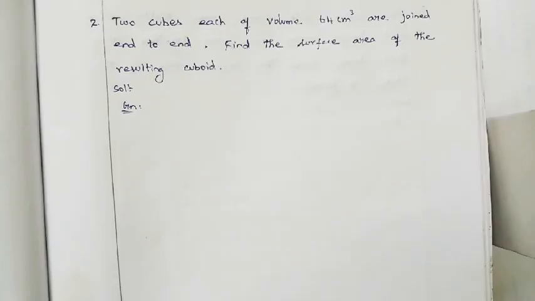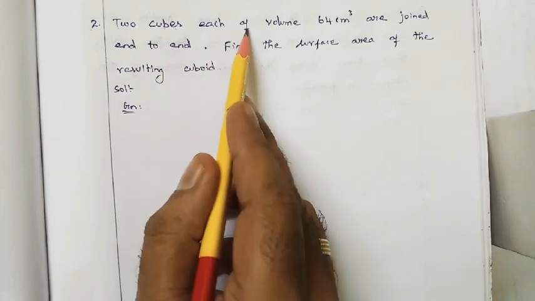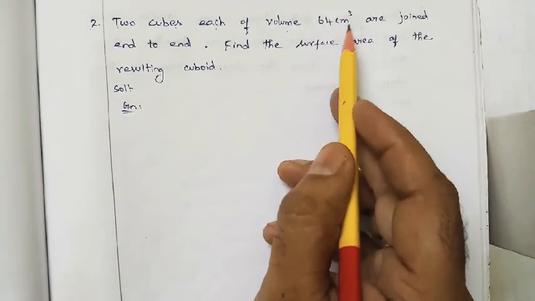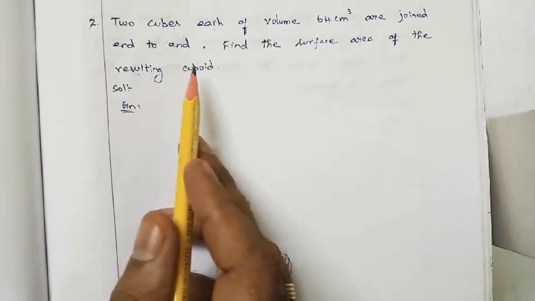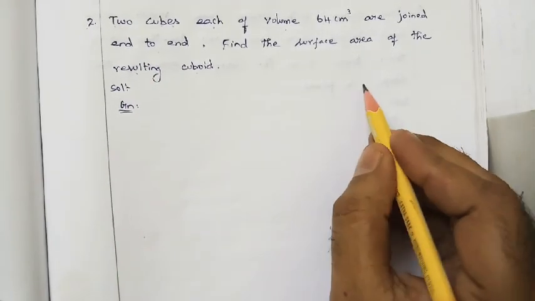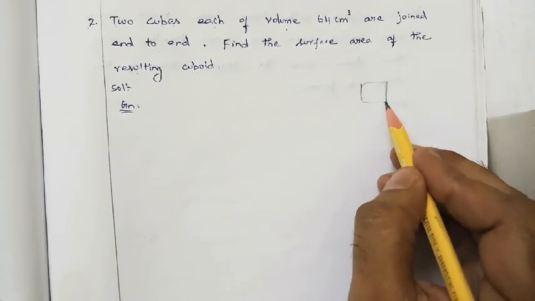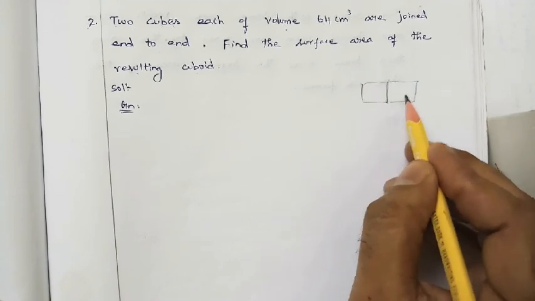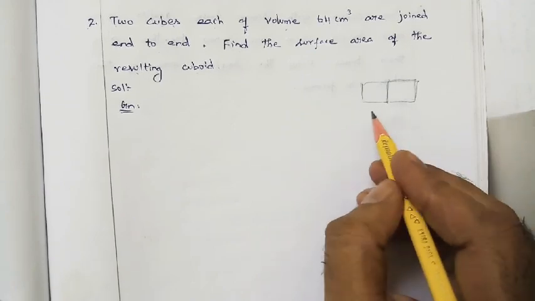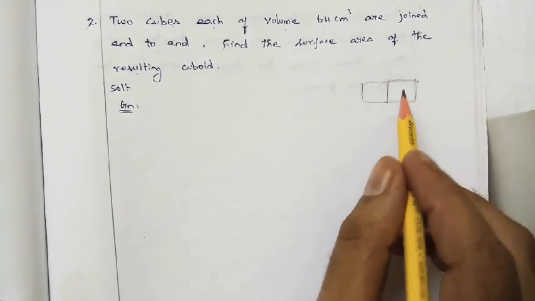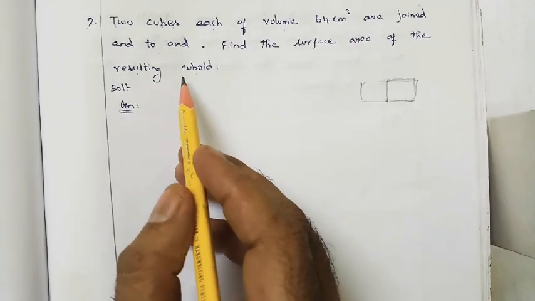Number of cubes is 2 cubes, each of volume 64 centimeter cube, joined end to end. Find the surface area of the resulting cuboid. When we are joining the two cubes, this is one cube and one more cube is there. While we are joining the two cubes of the same length, we'll get a cuboid. So we want to find the surface area of the resulting cuboid.